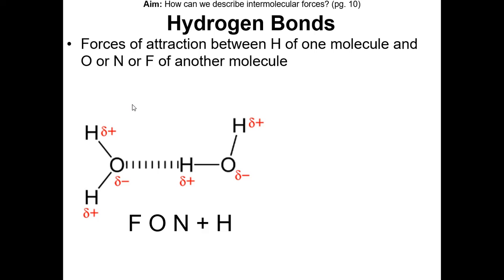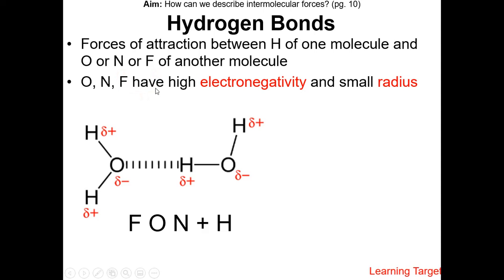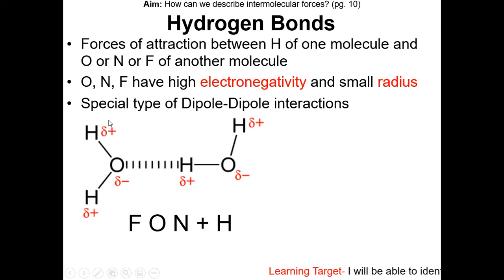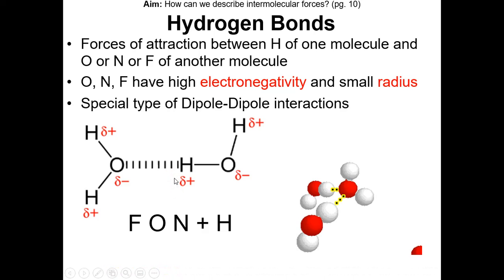The next intermolecular force we're going to discuss is the hydrogen bond. It is the force of attraction between hydrogen of one molecule and the oxygen, nitrogen, or fluorine of another molecule. So why only O, N, and F? Because O, N, and F have high electronegativity and a small radius. Hydrogen bonds are a special type of dipole-dipole interaction because it's basically opposites attract between the partial charges of the water molecules. So here's a GIF showing the interaction of the hydrogen bond.